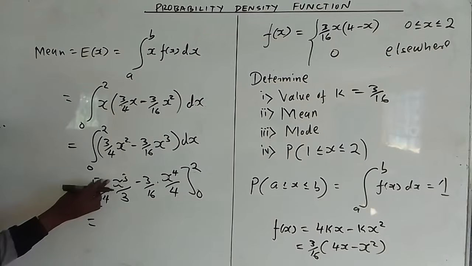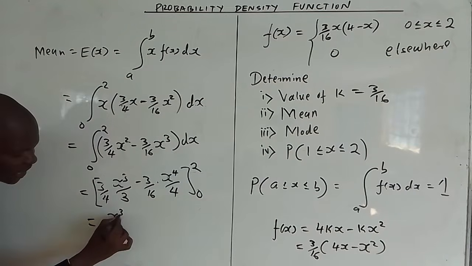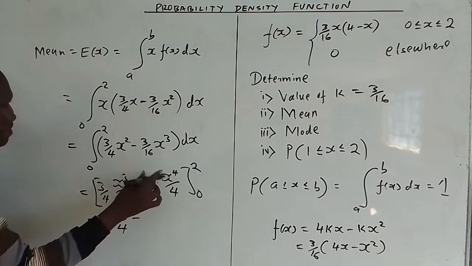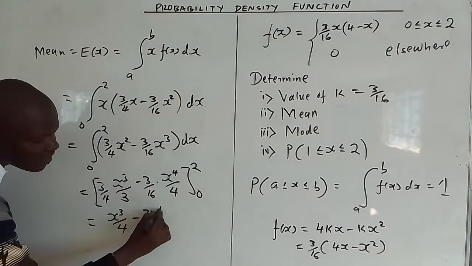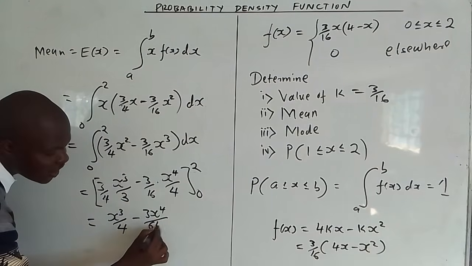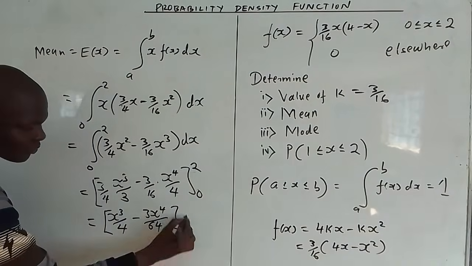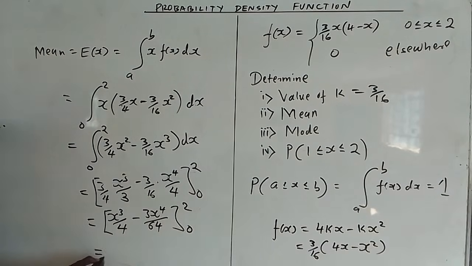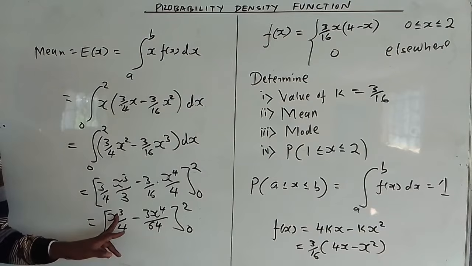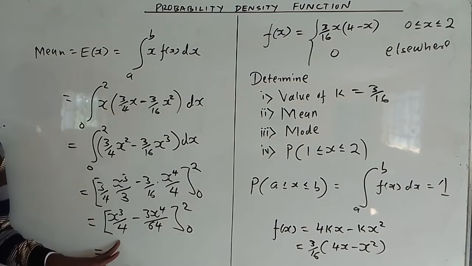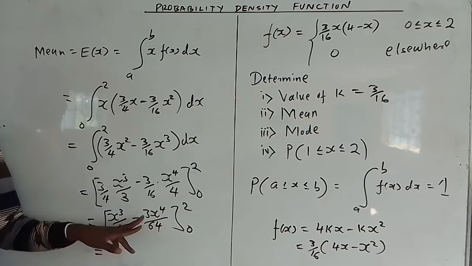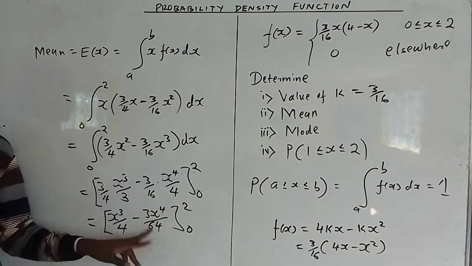You can even as well simplify. 3 goes with 3 here. You remain with x cubed over 4 minus 3x raised to power 4 over 16 times 4, which is 64. So you can simplify it like that. Then the range from 0 to 2, isn't it? So what do you get? When x is 2, where there is x, if you put 2, you get 2 cubed over 4. Are we together? Minus 3 times 2 raised to power 4 over 64.